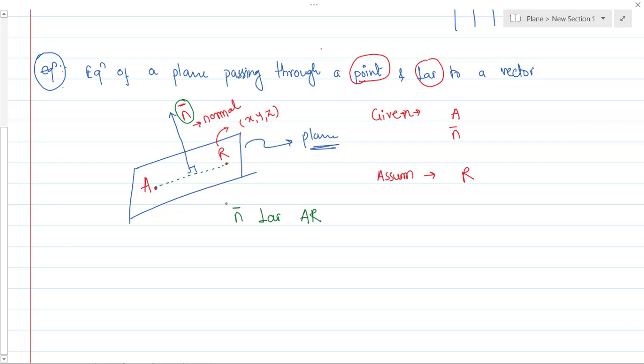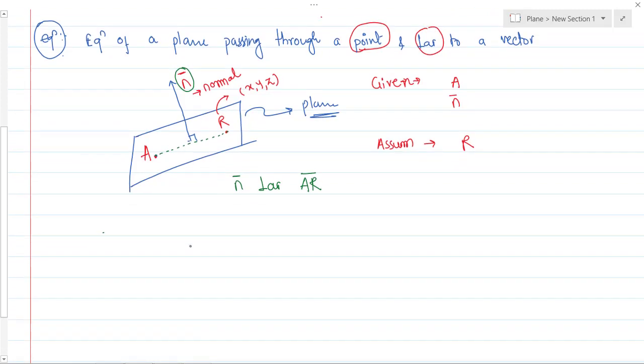So if I want to write in terms of vectors, n bar is perpendicular to AR bar. Now tell me, when vectors are perpendicular, which product of vectors is equal to 0? Their dot product is equal to 0. So as n bar is perpendicular to AR bar, AR bar dot n bar is equal to 0, and if I open this, I will get R bar minus A bar dot n bar equals 0.